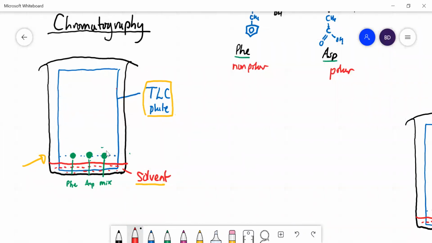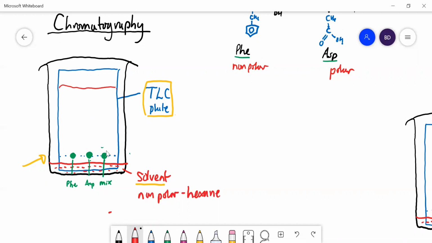Now, we're going to put our solvent in here. If we use a non-polar solvent such as hexane, we're going to use hexane in there. First of all, you should make sure that the spots are above the level of the solvent, because otherwise they'll just wash off into the solvent, and it won't work. The solvent will start migrating through the TLC plate, moving up by capillary action.